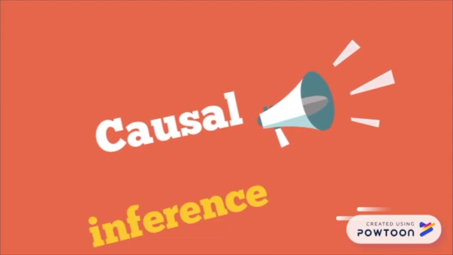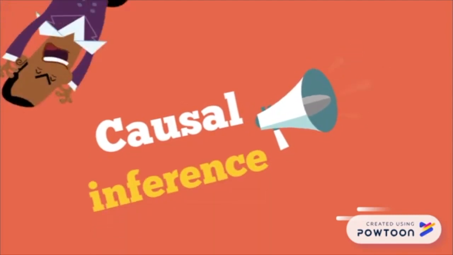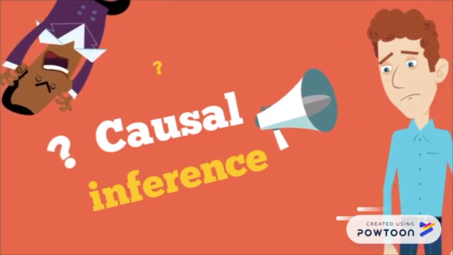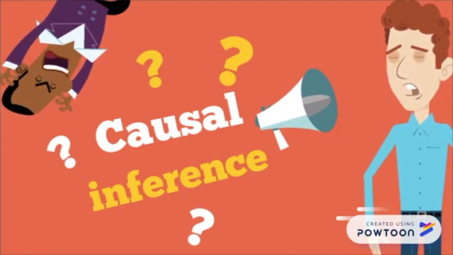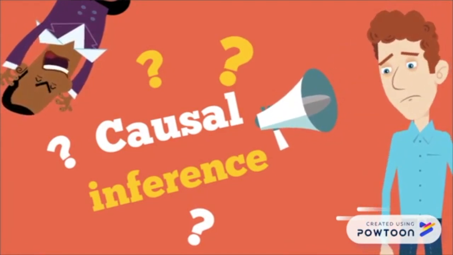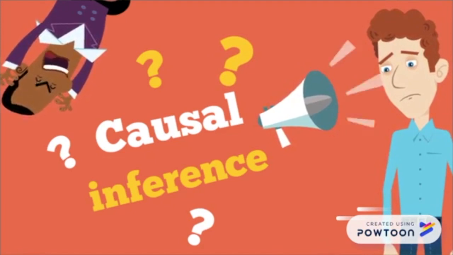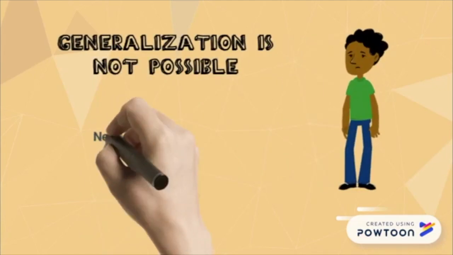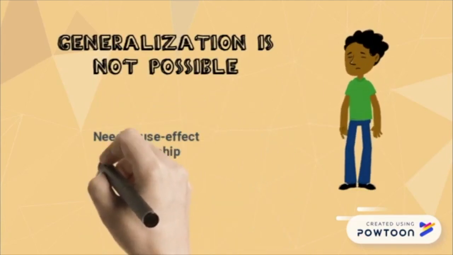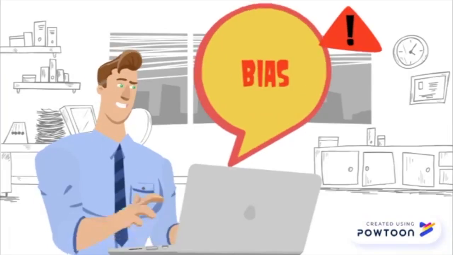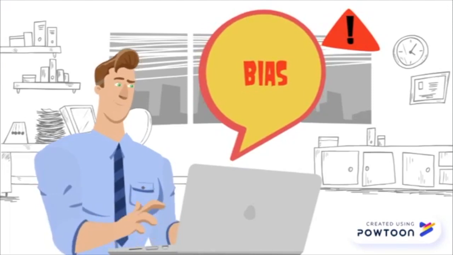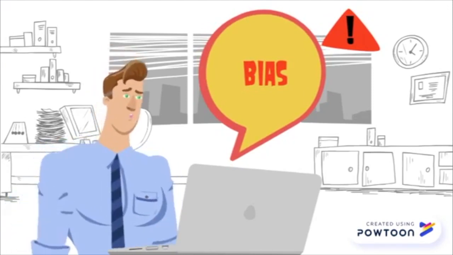Causal inference is not possible. You cannot infer from an uncontrolled observation that you have a cause and effect relationship because this could be a coincidence. This is a limitation common to all descriptive studies. Cause and effect require planned groups to control for bias and confounders. Generalization is not possible because you need a cause effect relationship and a representative population, and in a case report, you don't have it.